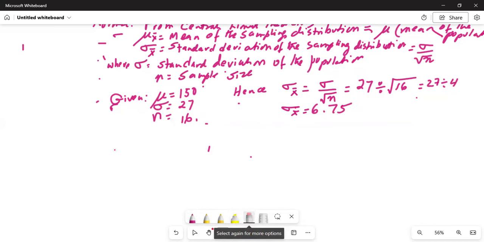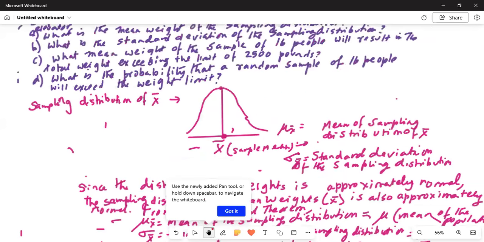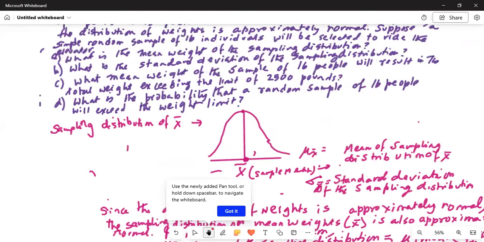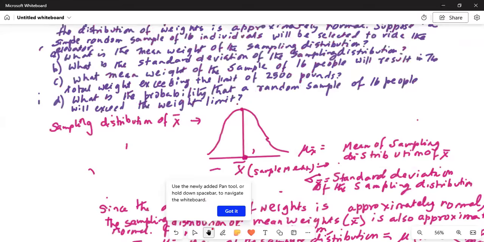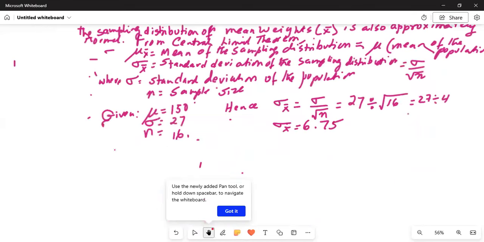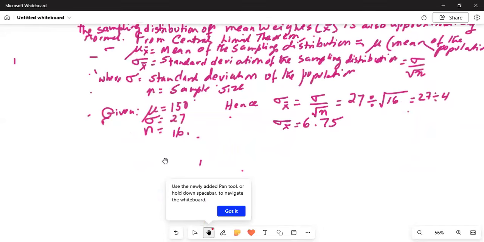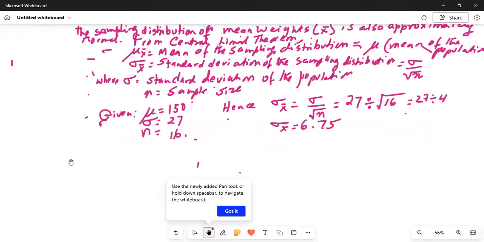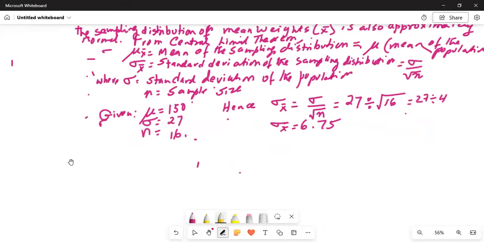Okay, so part A, if we take a look, is what is the mean weight of the sampling distribution and what is the standard deviation of the sampling distribution. So let's answer part A.